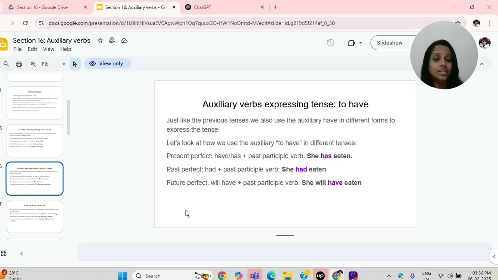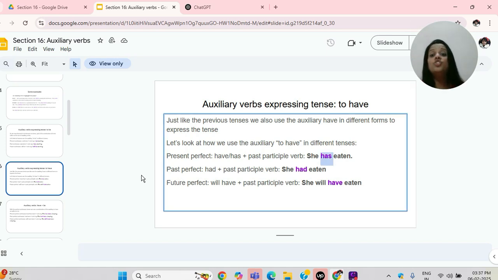Just like the previous tenses, we also use the auxiliary to have in different tenses to express different ways, right? When it comes to present perfect, we either use have or has based on the subject plus past participle verb. Example, she has eaten.